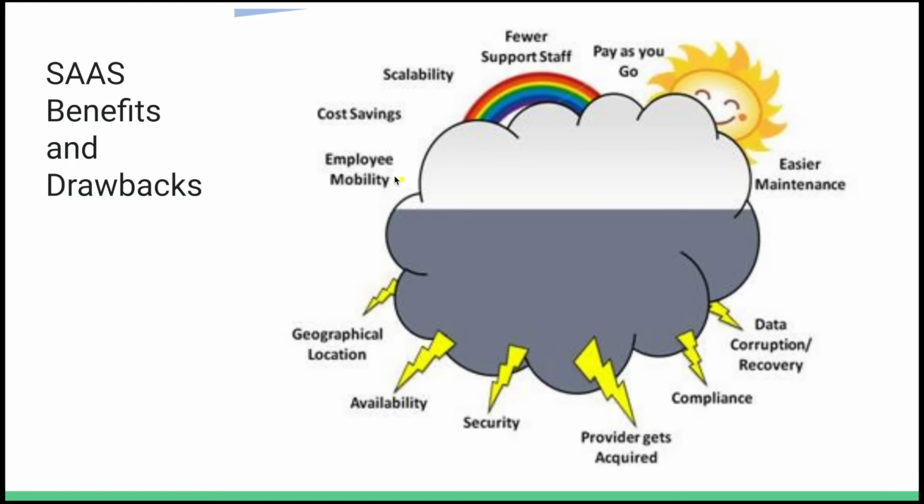So in general, we have employee mobility. You can use that software from anywhere. Cost savings. You just need a web browser. You don't need a special piece of technology or a computer with a certain amount of resources generally. Scalability, any number of users can use a piece of SaaS software, as long as there's a server infrastructure in the background to support this.